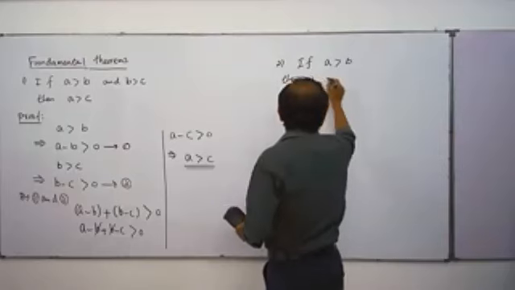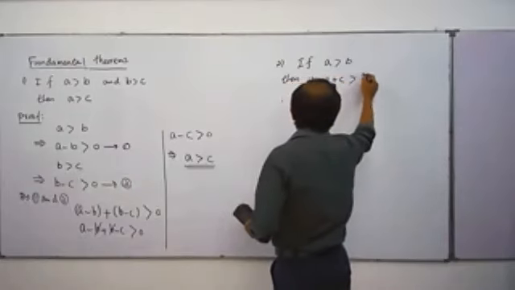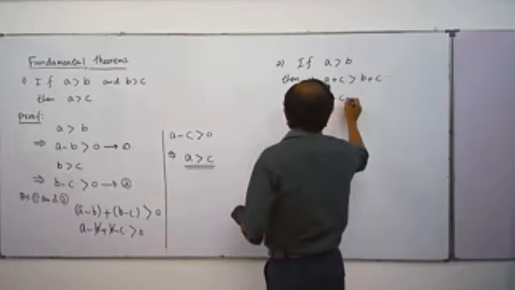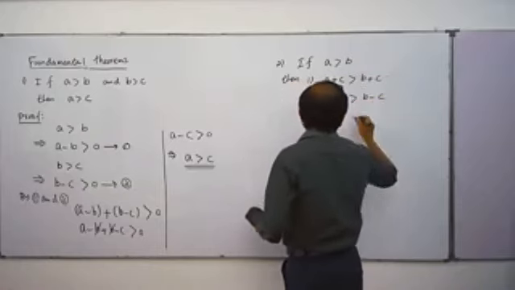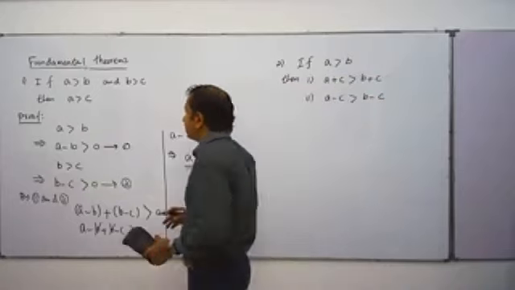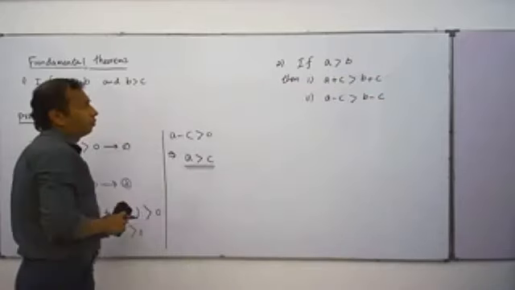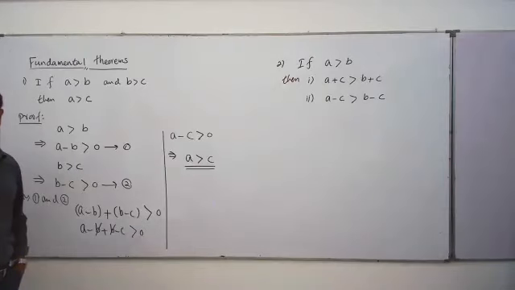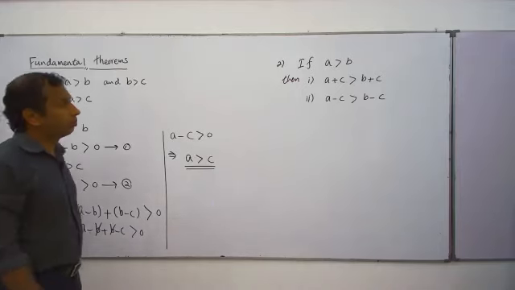Then, number 1, a plus c greater than b plus c. Number 2, a minus c greater than b minus c. This is the second theorem: if a greater than b, then a plus c greater than b plus c, and a minus c greater than b minus c. People, what do you understand by these two results?